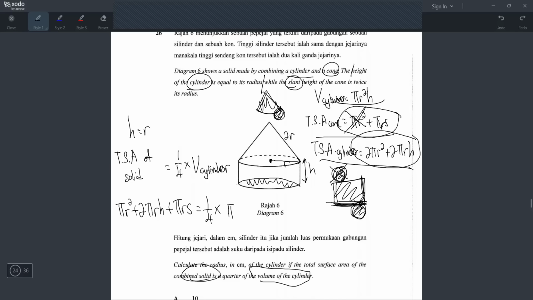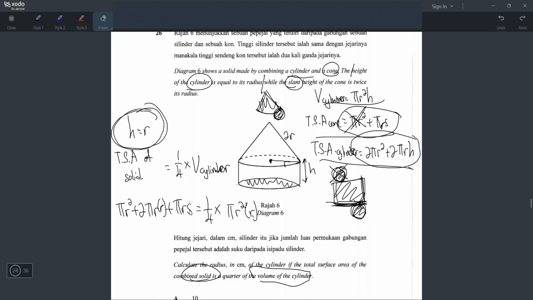I think the pi you can just write pi. And then r square: what is the radius of the cylinder? It's r, so just times r square. And then the height of the cylinder is just h. But do you remember they say the height of the cylinder equals the radius? Therefore I can change the h to r here. And this h also can change to r, because this h is also the height of the cylinder, right? So yeah, I can change to r.